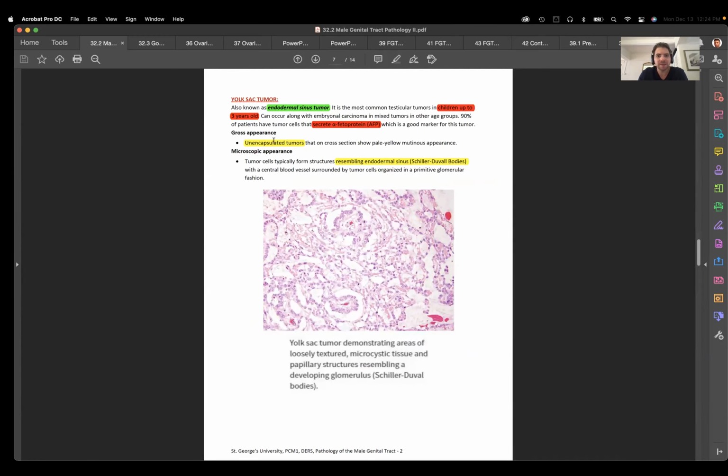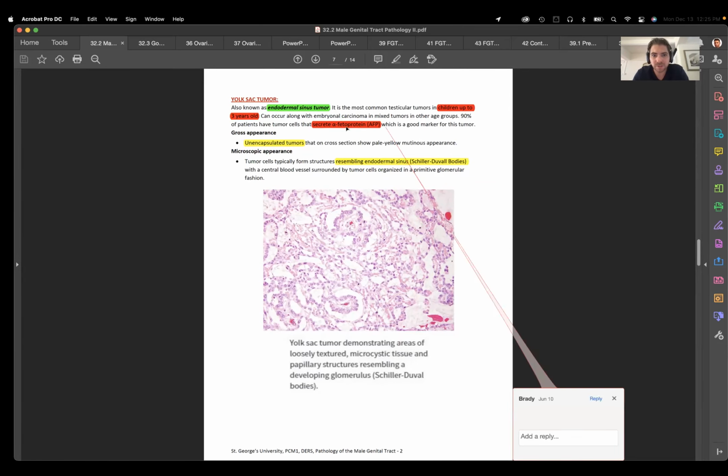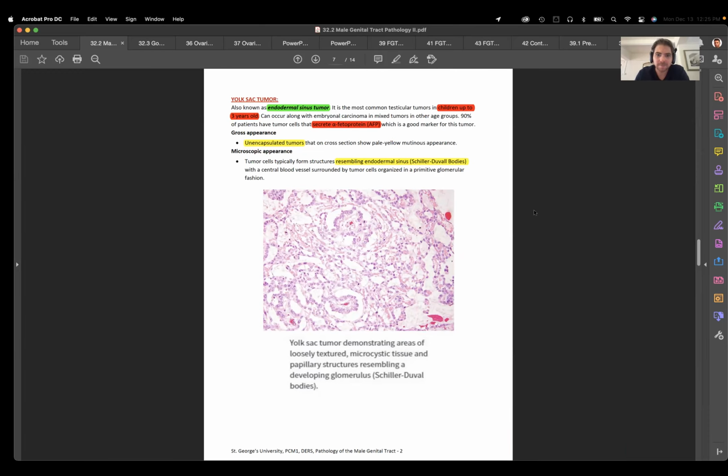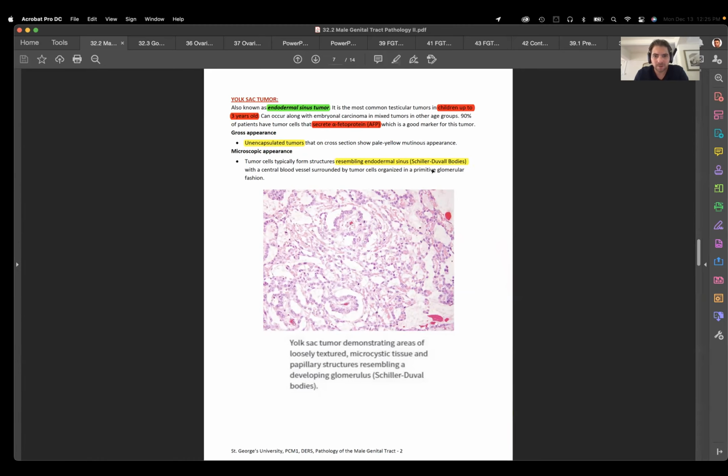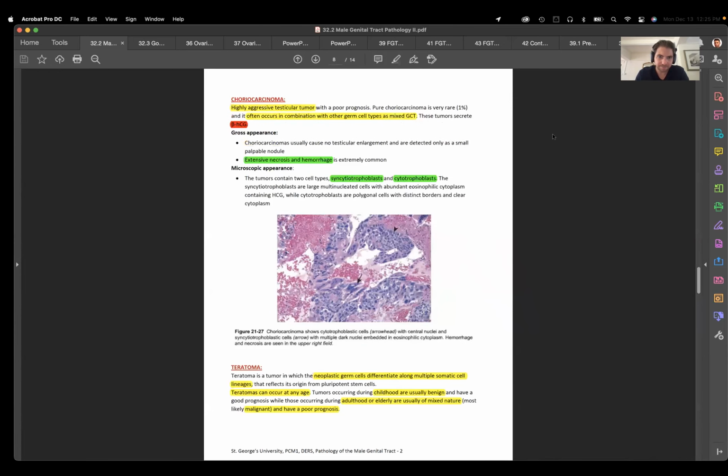Yolk sac tumors, big thing here, secrete alpha fetoprotein. So we talked about yesterday, hepatocellular carcinoma will secrete this alpha fetoprotein. Yolk sac tumors do it too. So you definitely need to know that as a diagnostic clue for these. Also a buzzword here, these Schiller-Duval bodies. That came up a lot in term 5 on those board style questions. So Schiller-Duval bodies, alpha fetoprotein, you want to think yolk sac tumor. And you see that development in kids.